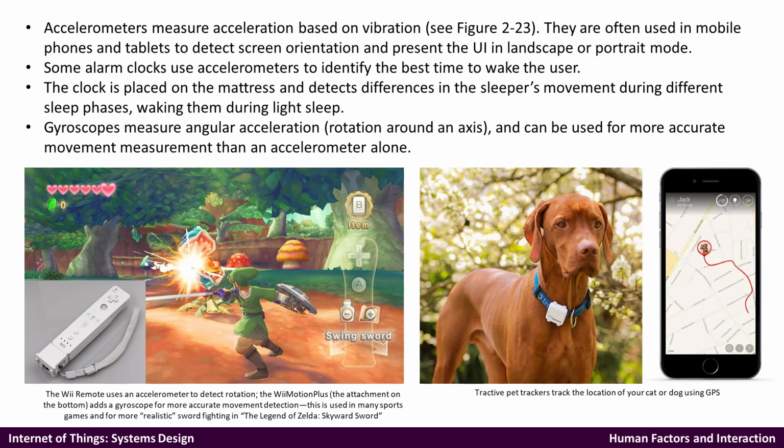And then GPS is a common type of sensor which perhaps could be used to track your pet, or you can track your children, especially very small children, as a safety measure.